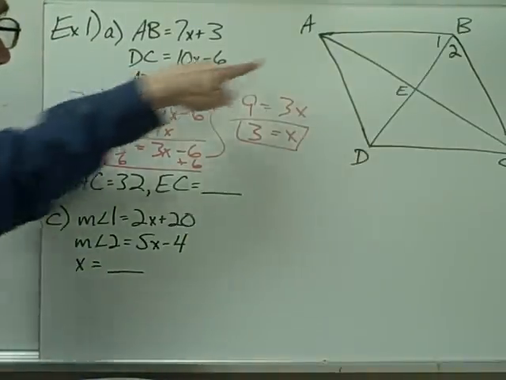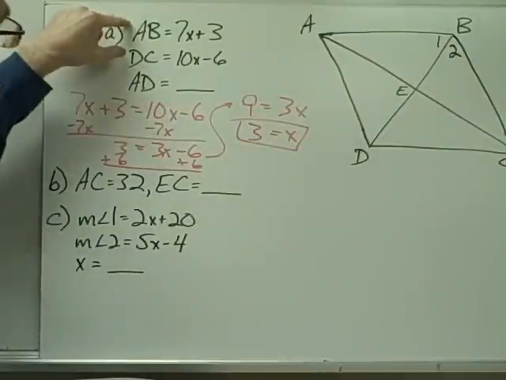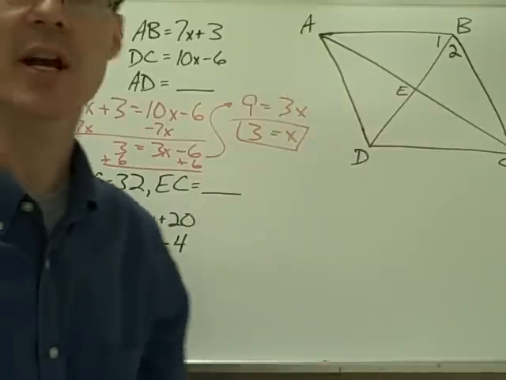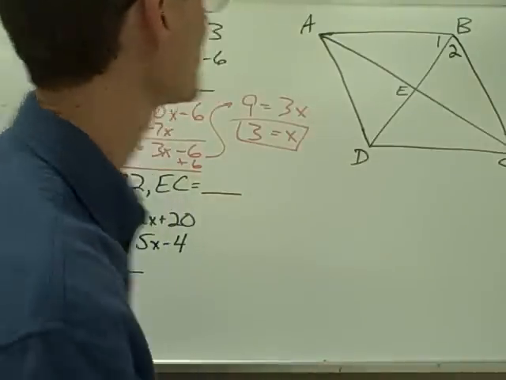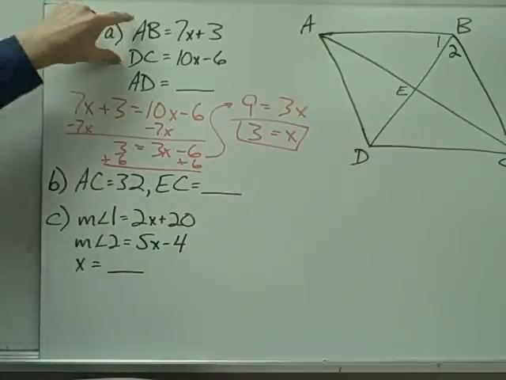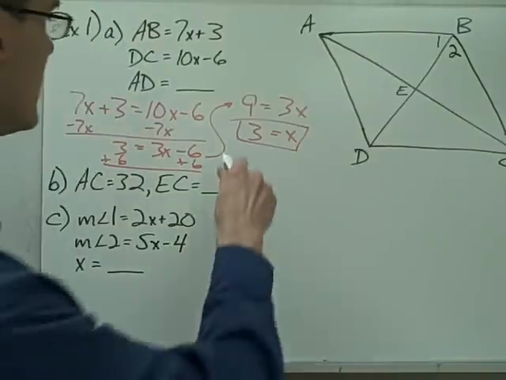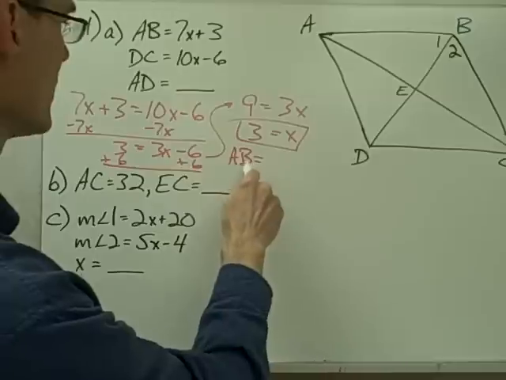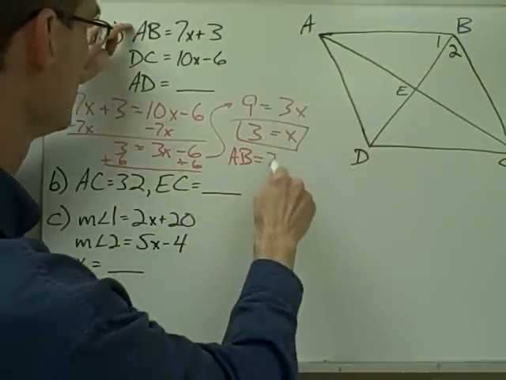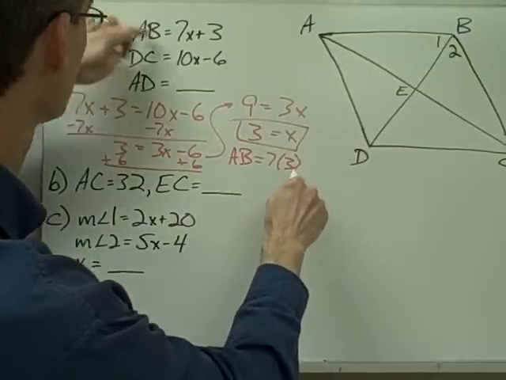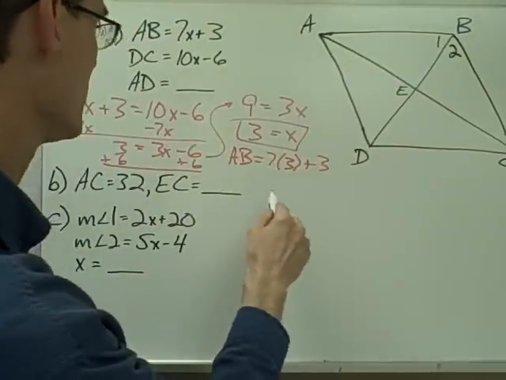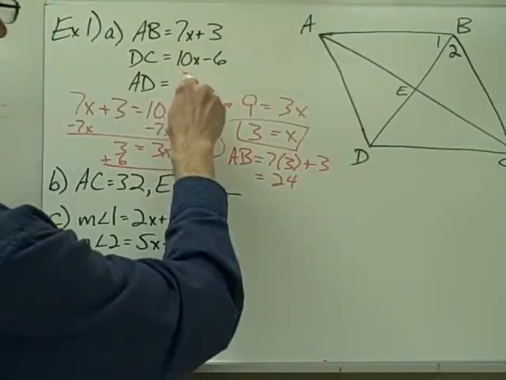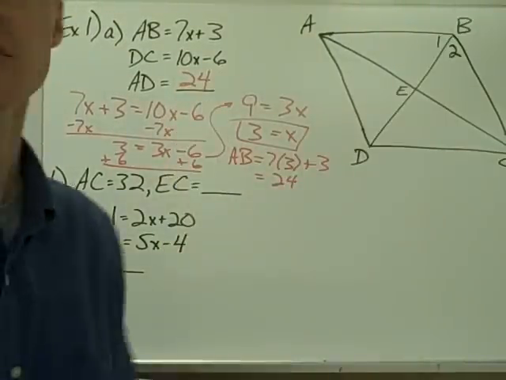Now I'm looking for the value of AD. I'm not given an expression for AD, however, AD is just another side of the rhombus, and I remember for a rhombus, all four sides are congruent, so I can just use one of these values here. Let me use AB. If I know the length of AB, then I'm going to know the length of AD as well. So AB is 7 times 3 plus 3, which is 21 plus 3, which is 24. Therefore, AD must be equal to 24.